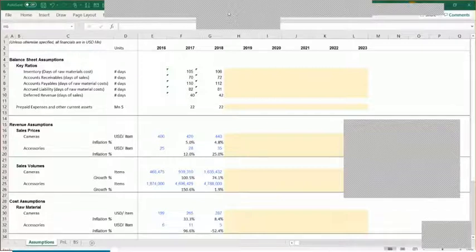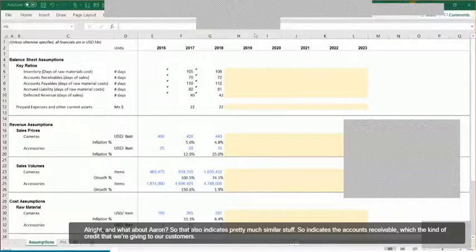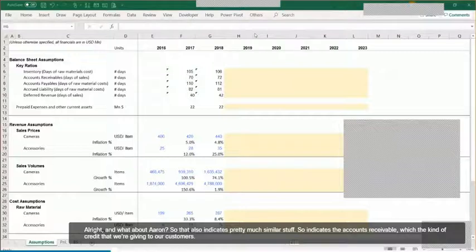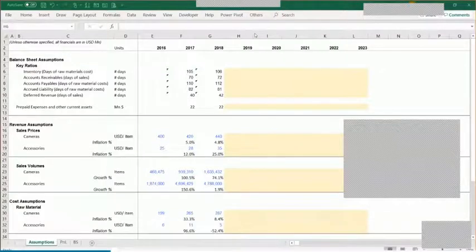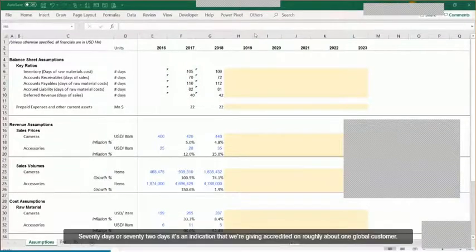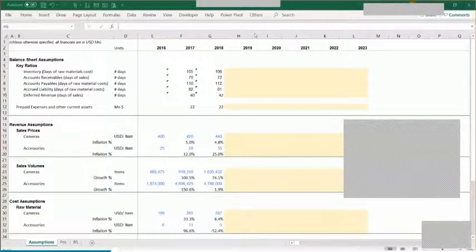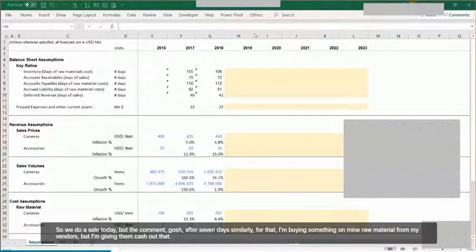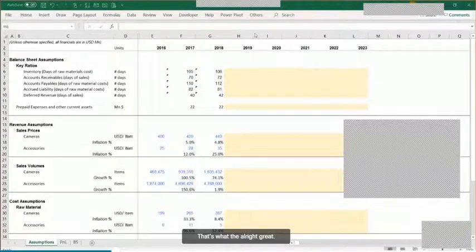All right. And what about AR and AP? That also indicates pretty much similar stuff. AR indicates the accounts receivable days, which means the kind of credit that we are giving to our customers. So if the AR days is, let's say, 70 or 72 days, it's an indication that we are giving a credit of roughly 2.5 months to our customers. We do a sale today, but they give me cash after 70 days. Similarly, AP means that I am buying raw material from my vendors, but I'm giving them cash after 3.5 months. That's what the AP and AR days are.